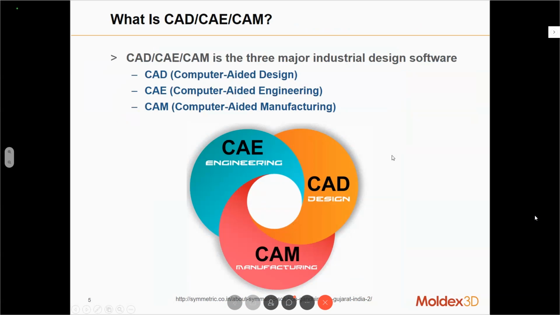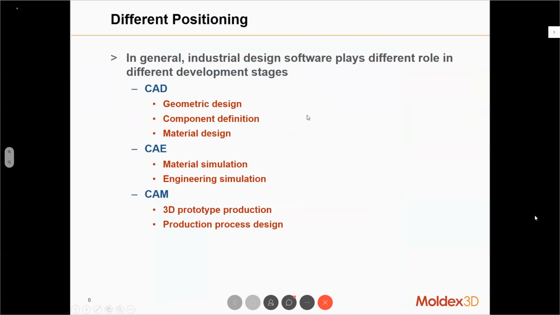Okay, what are CAD, CAE, and CAM? First of all, the first two letters, C and A, stand for computer aided, so we use a computer to do design or to do engineering or to manufacture the part. If we talk about the different positioning between CAD, CAE, and CAM, we can say these three different software play different roles in different development stages.